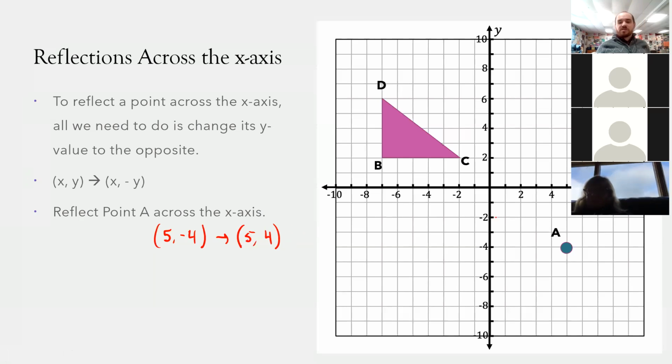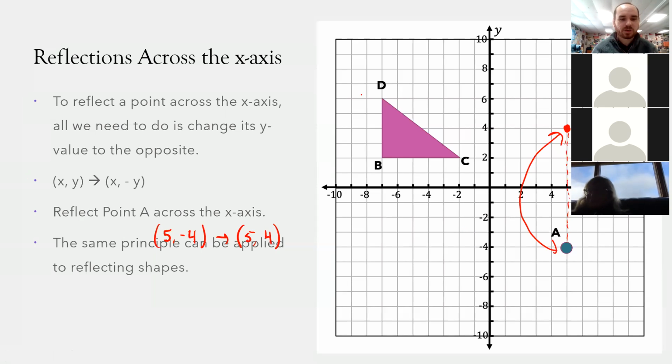So if we graph this new point 5 comma 4, that's going to be right here. And as you can see, we have reflected this across the x-axis. Now you'll notice that when a point is reflected across a single axis, it's going to be on the same sort of vertical line. If you reflect across the x, if you reflect across the y, it's going to be on the same horizontal line. So that's just one thing to keep in mind.